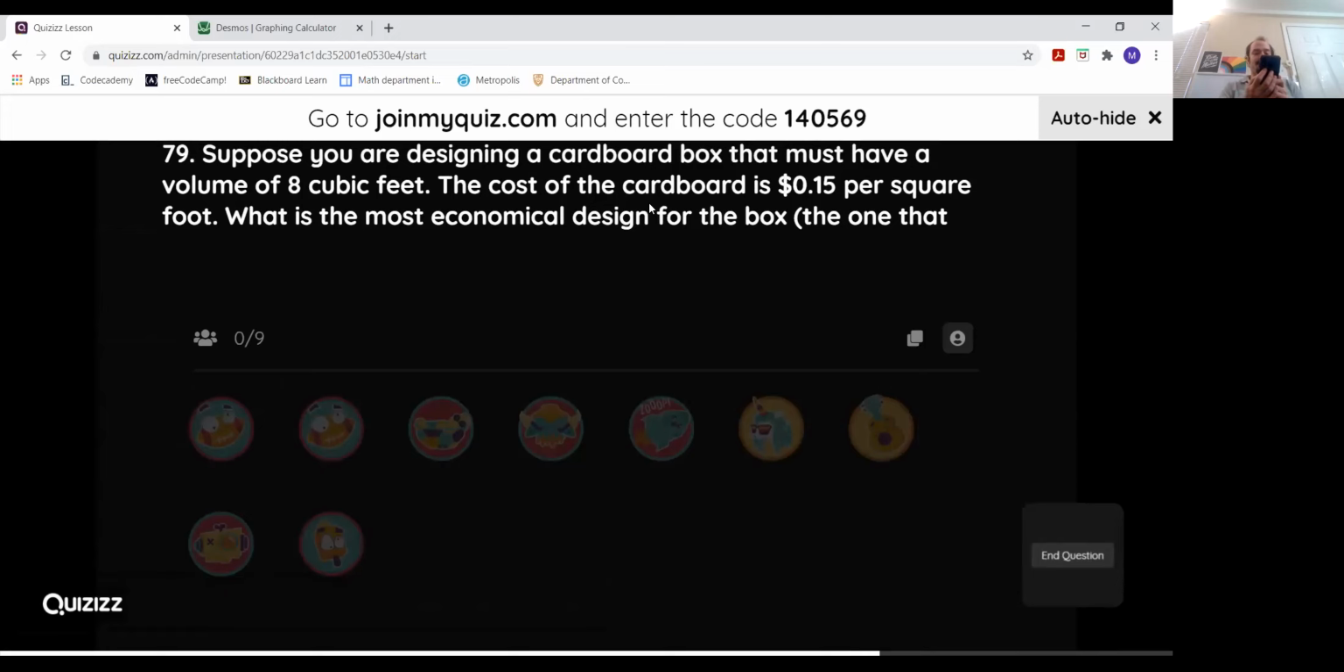The thing I really want to know is how much will the material for each box cost? So if we need to make this with a volume of 8 cubic feet, how much would it cost if it's 15 cents per square foot? The first thing you're probably going to want to figure out is how big does the side have to be? And we want a cube. So how big does the side have to be for it to be 8 cubic feet?